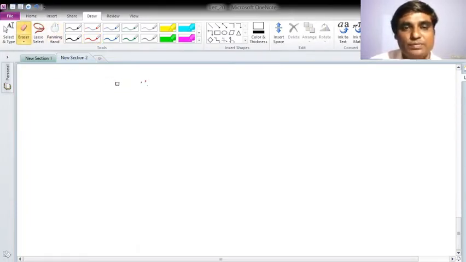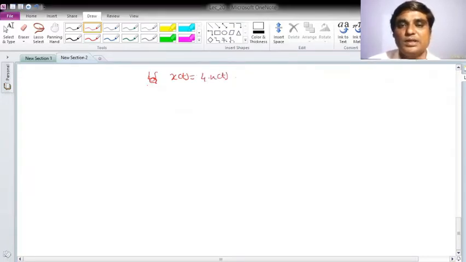Second example. Now I would like to tell you one more thing. Let's take the Laplace transform of a constant: I have x of t equal to 4 into u of t. So the Laplace transform X of s will be 4 upon s.